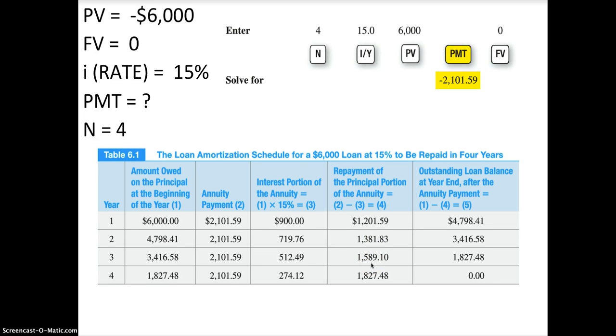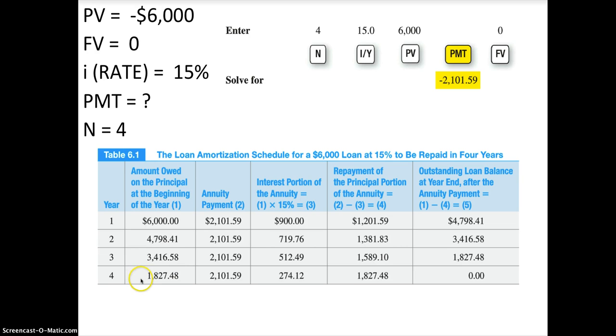In the final year, you'll see that you have a balance here of $1,827.48, and then an annuity payment that's greater than that amount. That kind of confuses students initially, because they're like, well, gosh, why do we have to pay more than what's left on the loan? And the answer, of course, is that this entire amount of your payment does not go toward principal. You still have to pay interest on that in the final year.